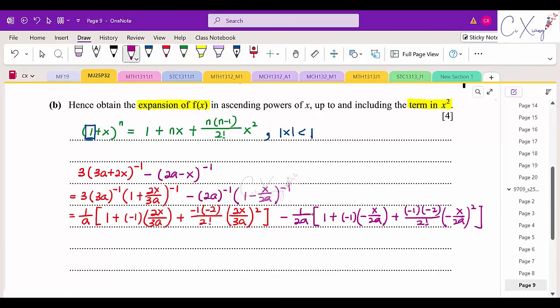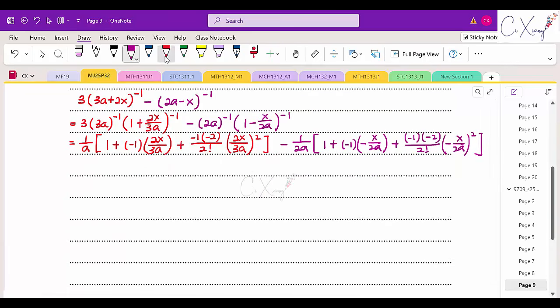Okay, so you can see that for the expansion, I try to stop at x power 2 because the question requested up to x power 2 only, right? Yeah, then now we have to slowly simplify all the terms here inside. I'm having 1 over a, then 1 minus 2x over 3a. Then what is the next one? The next one will be 4x squared over 9a squared.